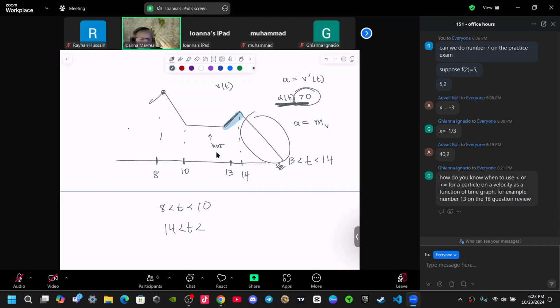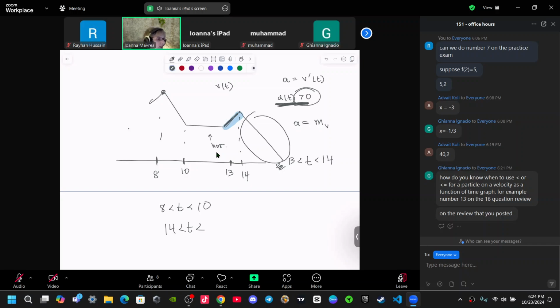So, for example, 13, 16. Okay, 13. There's a 13 and 16. I don't know what 16 is, because the 16 I'm looking at doesn't have to do with that. On the 16 question review. What does that mean? Number 13 on the 16 question. What do you mean by that?